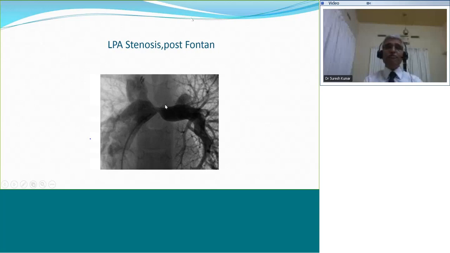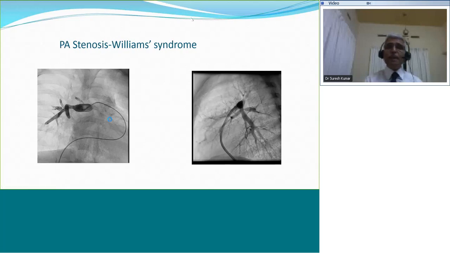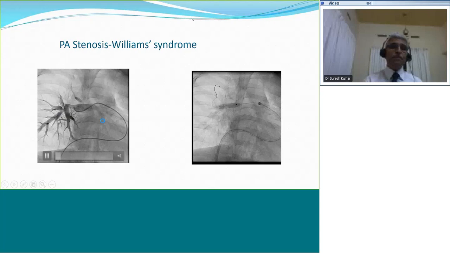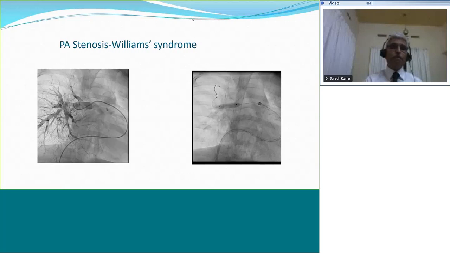This is one illustration of a left pulmonary artery stenosis. This is actually in a post-Glenn patient. This is the SVC, and you find stenosis here. And this is actually a Williams syndrome patient where we were doing cutting balloon angioplasty. You can see that there are multiple areas of stenosis. In this image, almost every segmental artery is involved. If you watch the image without the balloon, you can appreciate stenosis at multiple segments.